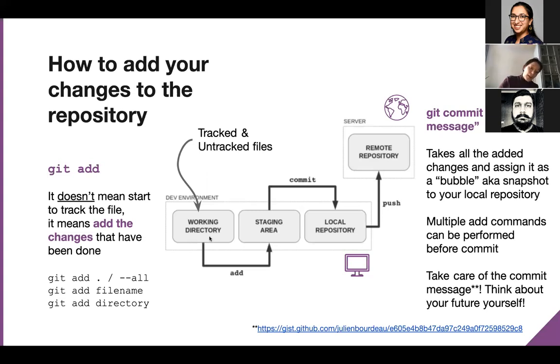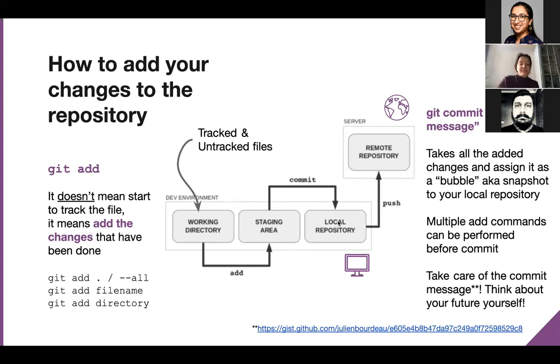In order to move a file or changes in a file to the local repository, you do two steps. First, you add it to the staging area, and then you commit this to the local repository with a message. Git add doesn't mean to start to track the file. It means to add those changes that have been made before, to monitor these and keep them in mind. You can add multiple files one after the other or all together to the staging area and then perform a commit to move this to the local repository.